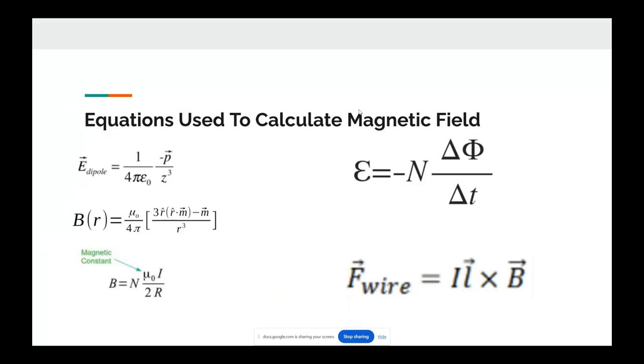The equations used to calculate magnetic field and other things in Faraday's law are the E field of a dipole, the B field of a dipole, the B field of a wire or a solenoid, the force on a wire due to a current, and then, of course, Faraday's law, the induced EMF due to change in flux.